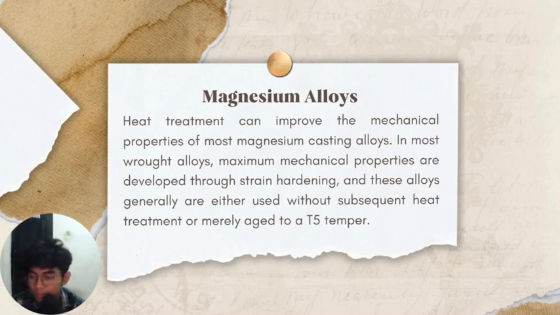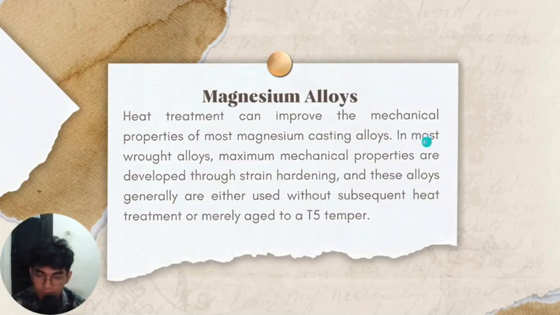Heat treatment can improve the mechanical properties of magnesium casting alloys. In most wrought alloys, the maximum mechanical properties are developed through strain hardening, and these alloys are generally used without subsequent heat treatment, or are sometimes aged to the T5 temper. Okay, we go to the next slide.